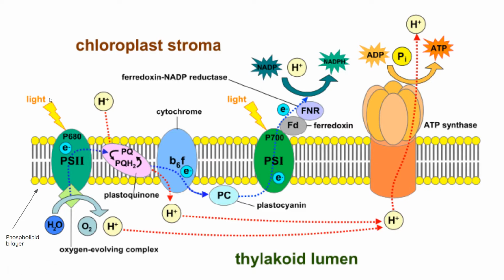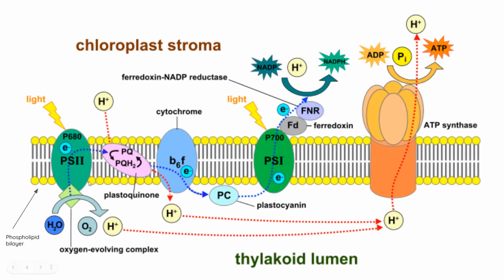So, it starts with a light photon from the sun hitting photosystem 2, which excites a bunch of electrons sitting here, which starts an electron transport chain, causing them to move to a nearby electron acceptor called plastoquinone, which is usually labeled PQ.